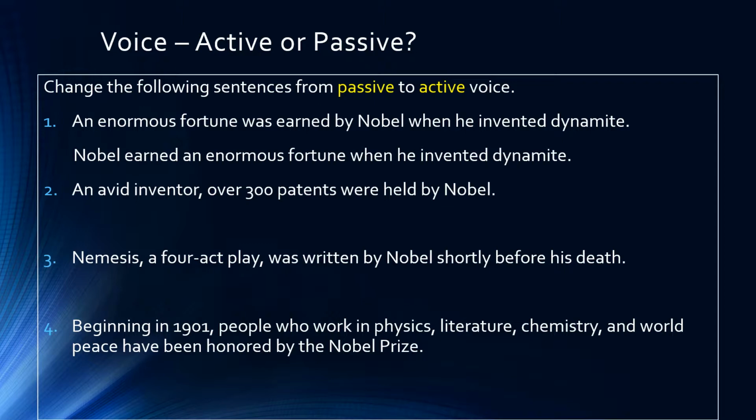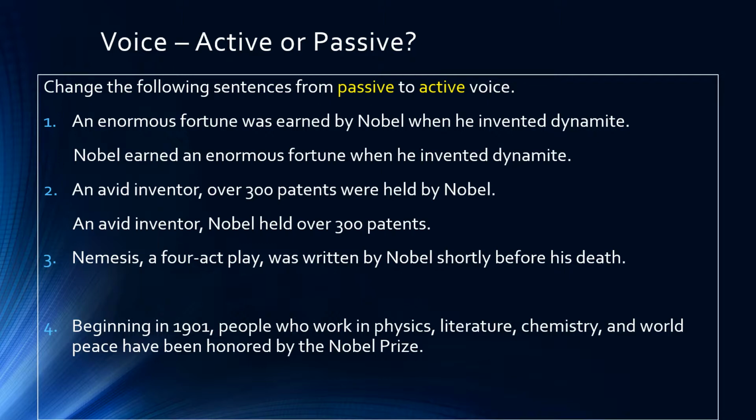Look at the second sentence. An avid inventor, over 300 patents were held by Nobel. Again, let's change that from the passive voice to the active voice. An avid inventor, Nobel held over 300 patents. Now let's compare the two sentences. Patents is the noun, and the verb is were held, but the patents aren't actually holding anything. They're being held by Nobel. So that's passive voice. When we change it to Nobel held over 300 patents, Nobel is the subject, and held is the verb, and Nobel is doing the acting. He is holding over 300 patents.